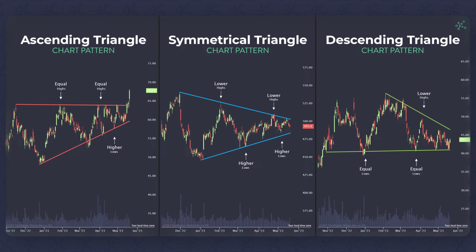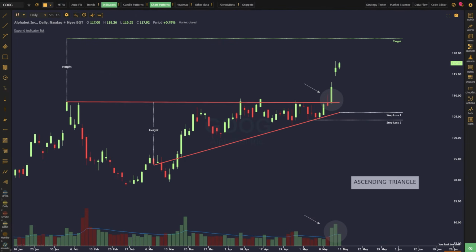Let's jump into it. First up, we have triangles. There are 3 different types of triangle patterns to be aware of: ascending, descending, and symmetrical. We'll start with ascending triangles, which are characterized by a rising trend line that connects higher lows and a horizontal resistance line that connects equal highs. This pattern typically forms during an uptrend, signaling a possible continuation of the trend. Oftentimes, volume will decline as the pattern progresses, with a potential increase in volume upon the breakout.